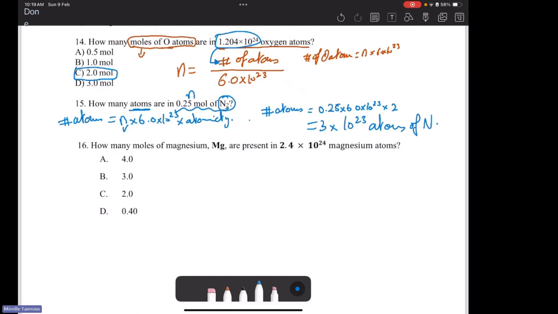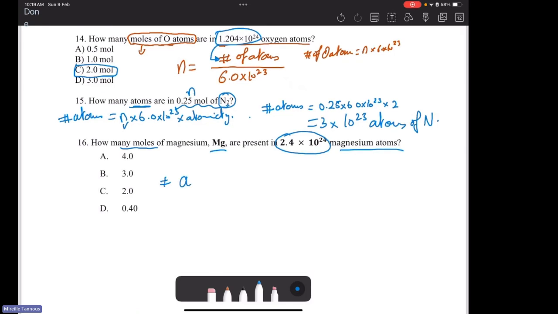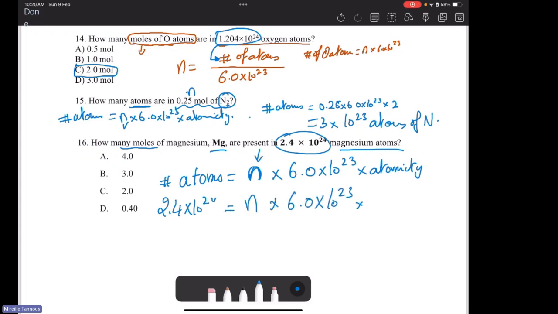Now, how many moles of magnesium are in this much of magnesium atoms? In magnesium atoms, atomicity is 1. So whenever I have this number, I can just calculate how many moles of magnesium they are. I have the number of atoms. They want N, how many mole? Atomicity here is 1. We are looking at how many moles of magnesium. So I have 4 equals the mole to calculate times Avogadro's number, and the atomicity is 1.